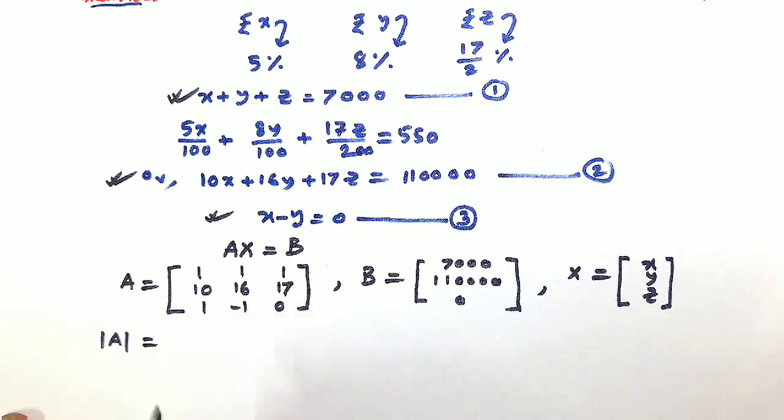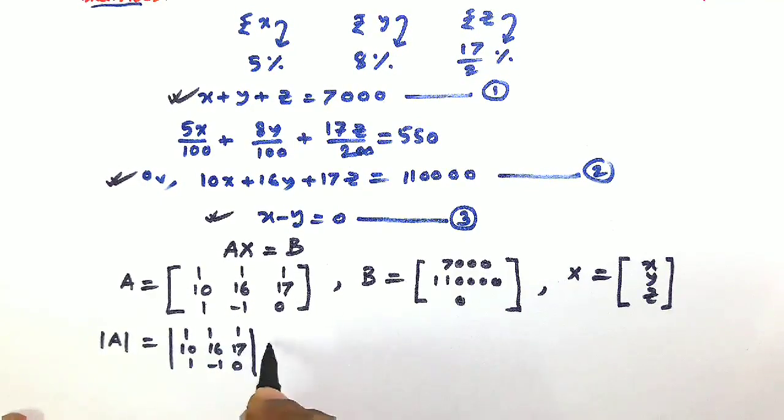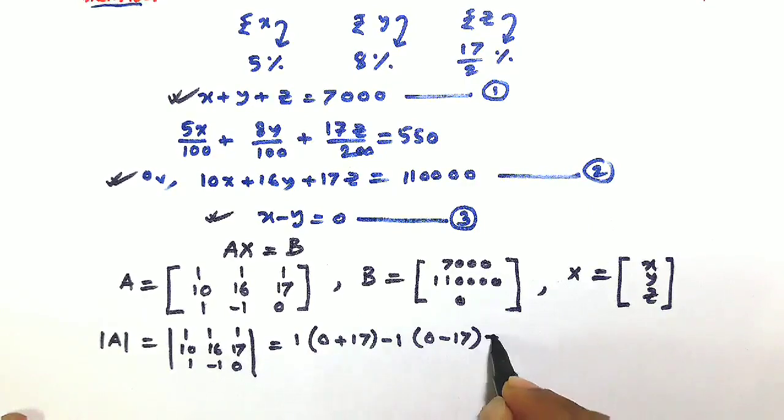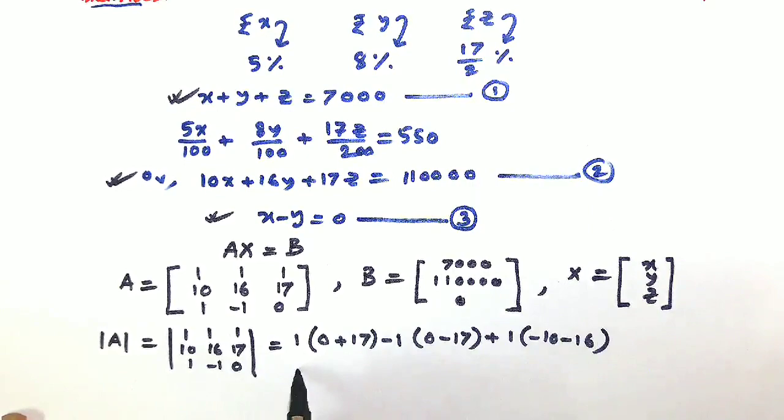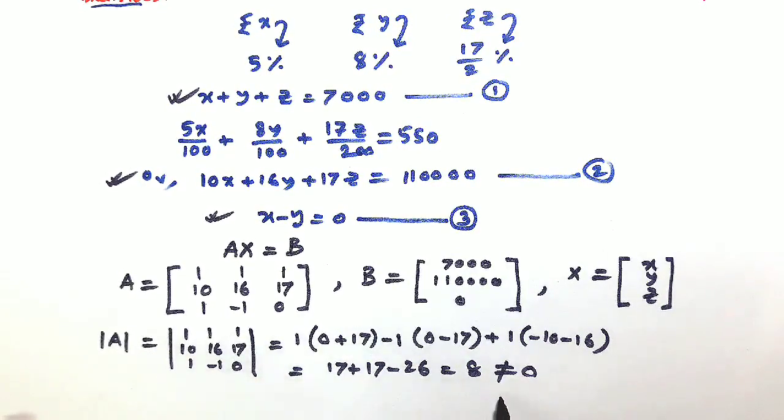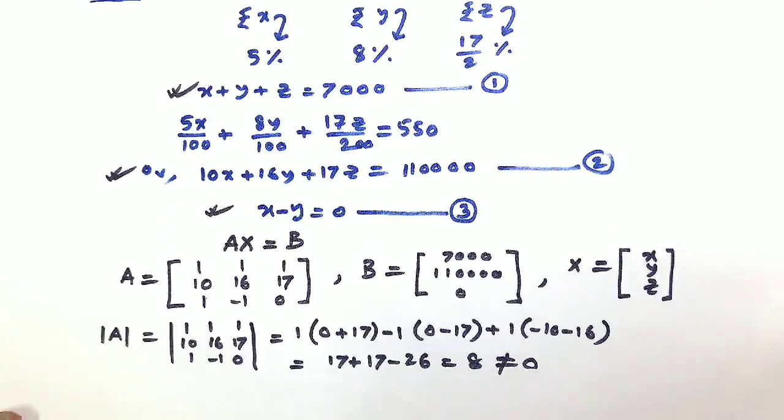Determinant of A is equal to determinant 1, 1, 1, 10, 16, 17, 1, minus 1, 0. So getting here 1 into 16 into 0, 0, minus 1 into 17, that is plus 17. In this way, minus 1 into 0 minus 17, plus 1 into minus 10 minus 16. So getting here 17 plus 17 minus 26 is equal to 8, which is not equal to 0. So det A is not equal to 0. That means A is a non-singular matrix and its inverse exists, because determinant A is not equal to 0.